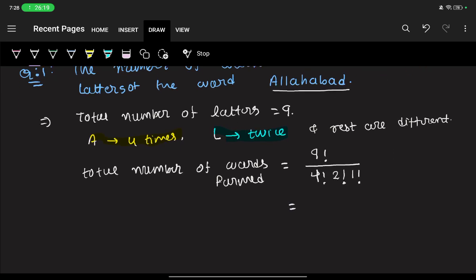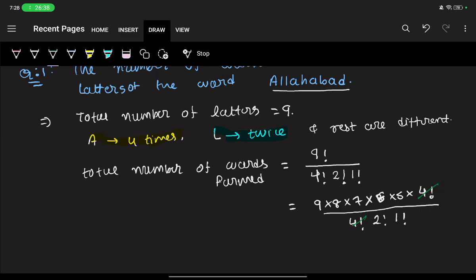9 factorial means 9 multiplied by 8, multiplied by 7, multiplied by 6, multiplied by 5, multiplied by 4 factorial, right? Why I only wrote down up to 4 factorial? Because in the denominator there is 4 factorial, right? So we can cancel it out.